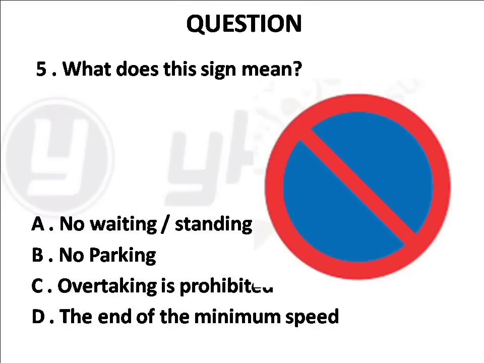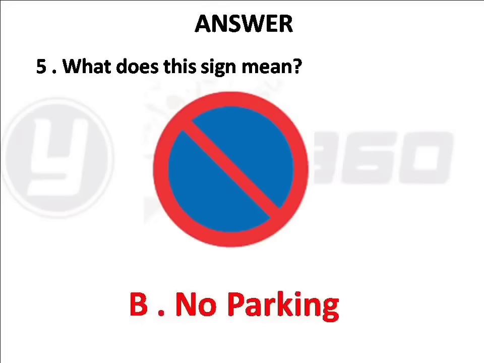Question number 5. What does this sign mean? The options are A. No waiting / standing, B. No parking, C. Overtaking is prohibited, D. The end. Answer is option B. No parking.